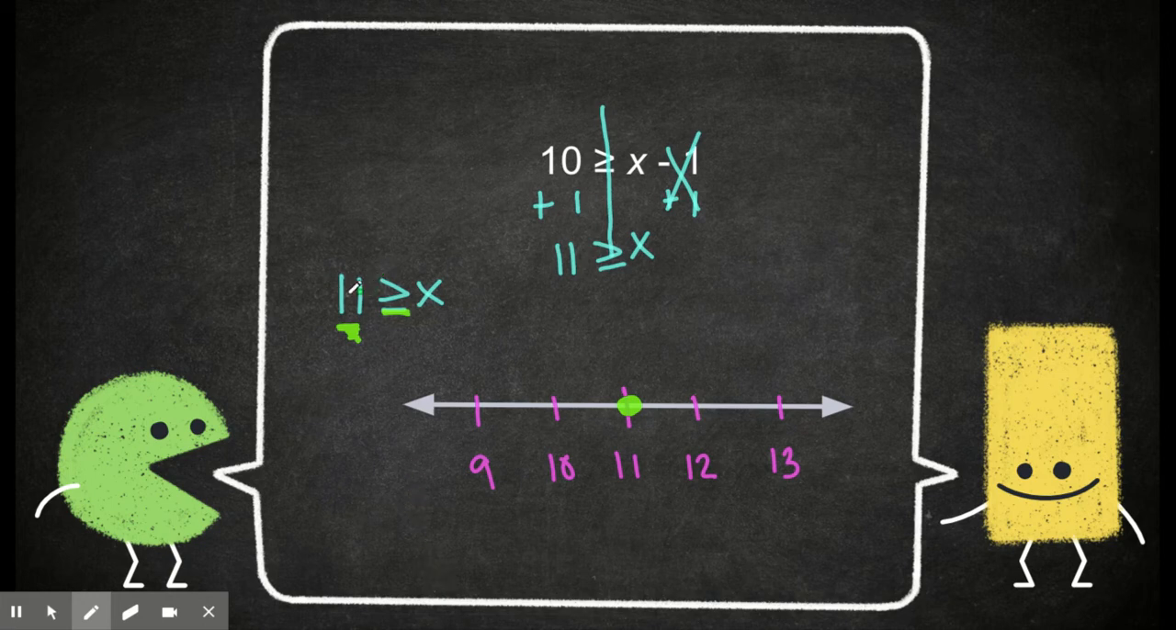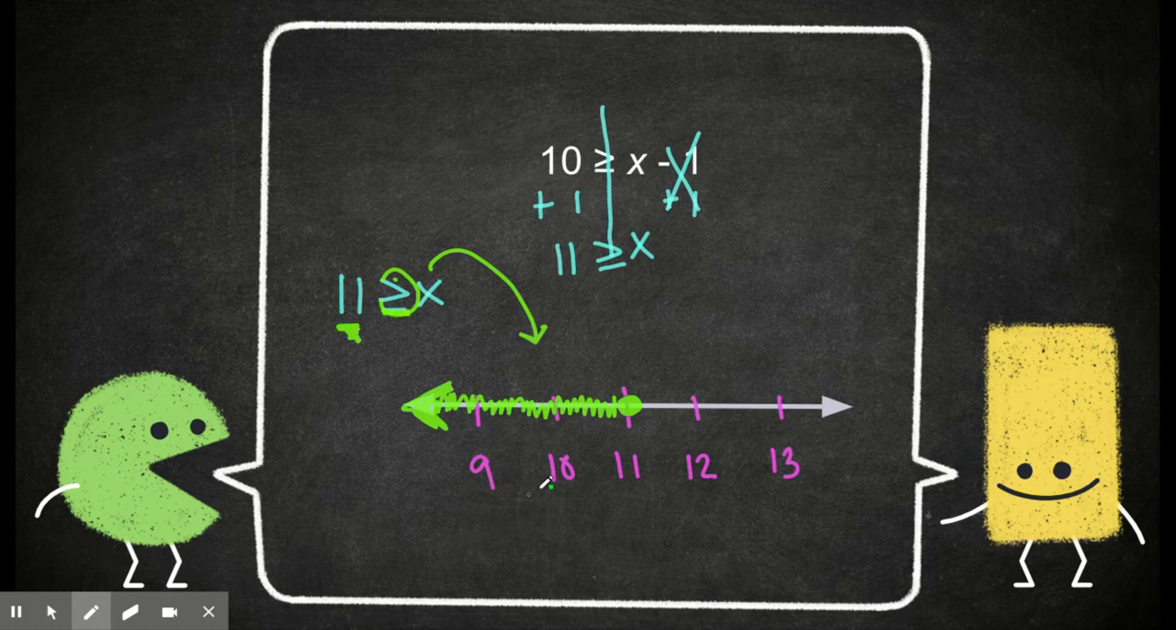Now, it's saying that 11 is greater than any number that we would put in for x, okay? The Pac-Man wants to eat the 11. So that means any number we put in for x has to be less than 11. So I'm going to shade this direction to show all the numbers that would be less than or equal to 11. And that is how you would graph this inequality on a number line.